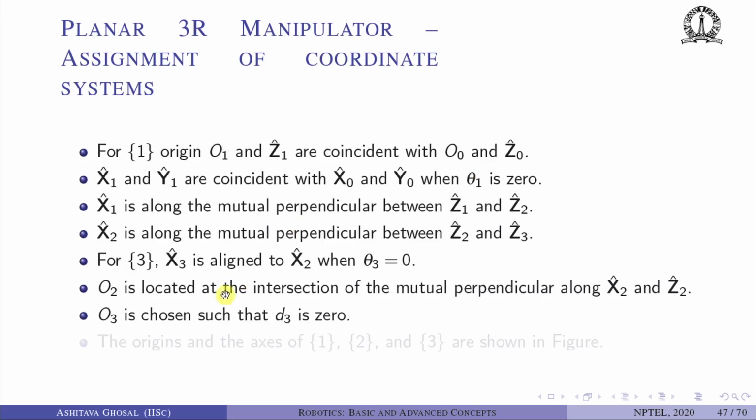O2 is located at the intersection of the mutual perpendicular along x2 and z2. O3 is chosen such that d3 is 0. And likewise, the origins of 1, 2, and 3 are as shown in the figure. So once we have assigned the origins and the axes for each of the links, then we can determine the DH parameters.